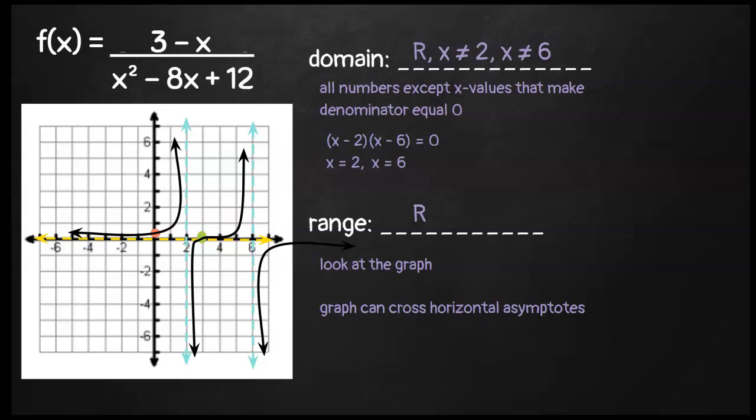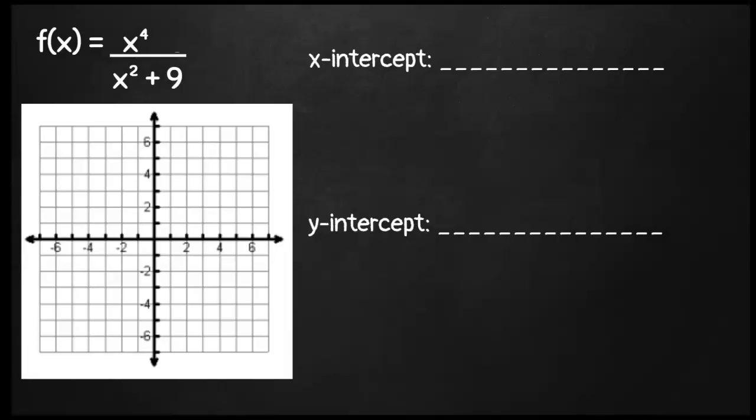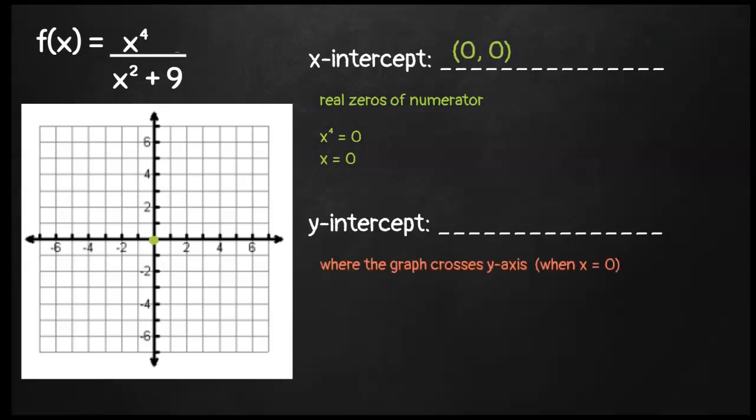Okay, last example together. Finding x-intercepts, taking that expression in the numerator, setting it equal to 0. So I have an x-intercept at (0, 0). Y-intercept, taking 0, plugging it in for x, and simplifying, I get 0 over 9, which simplifies to 0. So my y-intercept actually happens to also be the same as my x-intercept, and that's okay. That could happen.